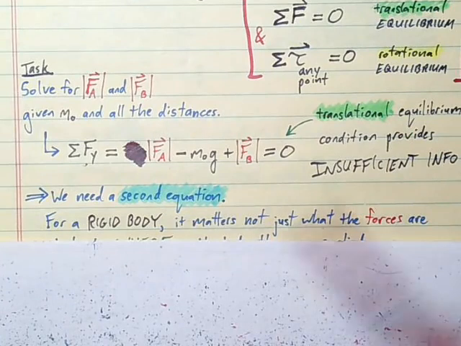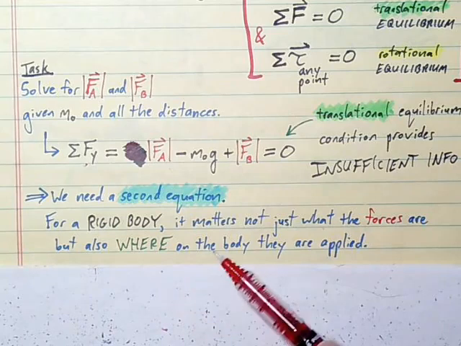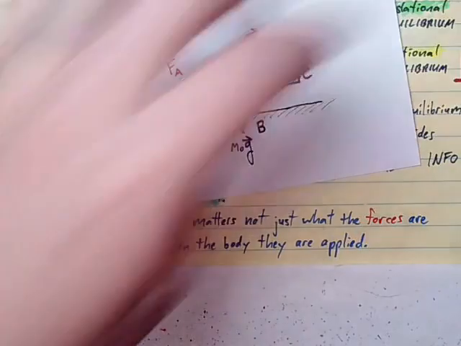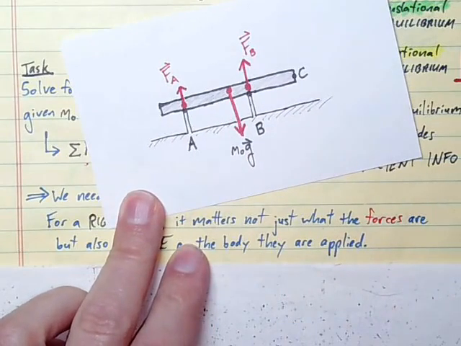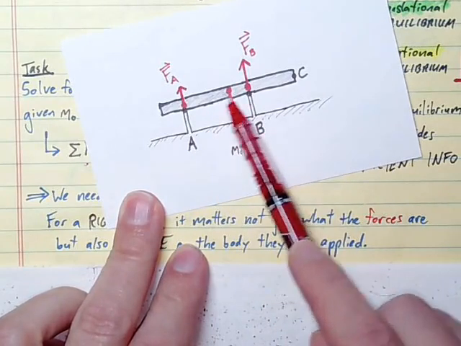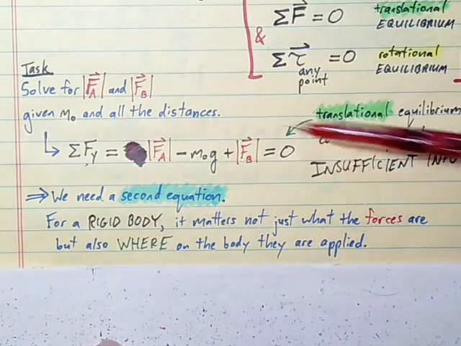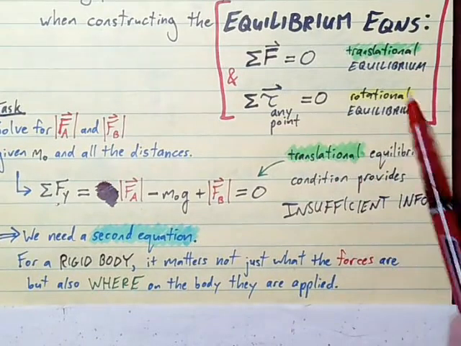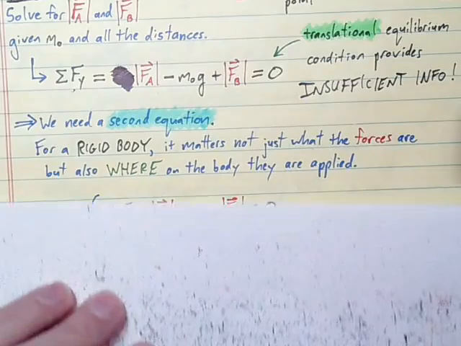What we're seeing here is that for a rigid body, it matters not just what the forces are, but also where on the body they are applied. We need an equation that takes into account where those forces are being applied. A rigid body is not just a point mass. The forces act at different locations, and those locations matter. This equation, translational equilibrium, doesn't take those locations into account, but the torque will. So we need at least one rotational equilibrium equation that tells the math where those forces are acting.